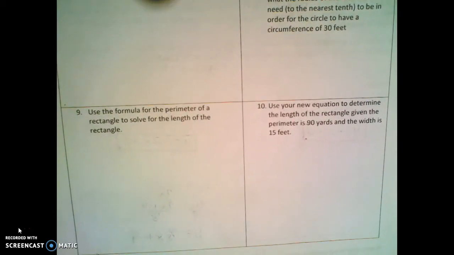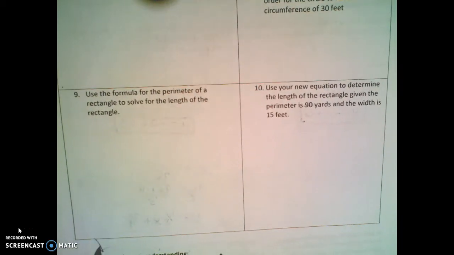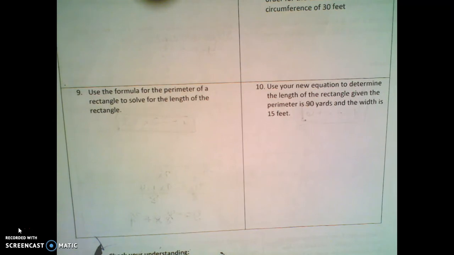Okay. Moving on, I'm going to do number 9 and 10, so you get more of an idea, and then you guys are going to do 7 and 8.